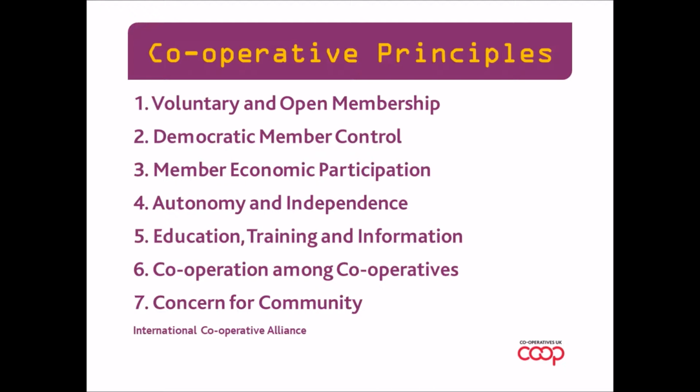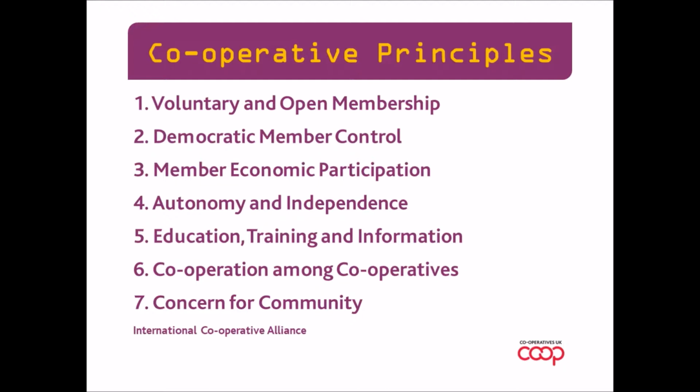There must be democratic member control. This means that the members must control the entity democratically. This usually involves members having one vote on any business to be decided in general meeting. Then there is member economic participation. This means that the members participate economically in the co-op, i.e. by contributing capital through shares or by paying the £1, which usually entitles them to a vote at general meetings.